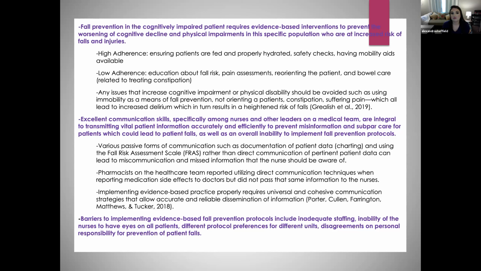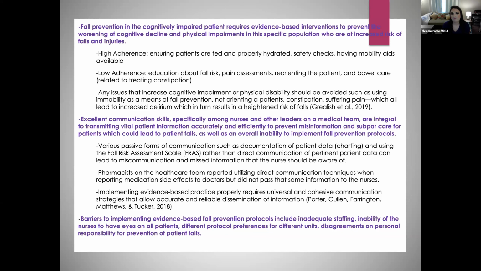And the thing with constipation is that it leads to delirium. So it's one of those factors that really needs to be paid attention to, as well as pain, which contributes to delirium. And obviously, if the patient is not oriented, they're going to have confusion, and that's going to be a problem. And anytime you have a patient who is cognitively impaired, they are at an increased risk of falls. Any issues that increase cognitive impairment or physical disability should be avoided, such as using immobility as a means of fall prevention and not orienting patients, constipation, suffering pain, which all lead to increased delirium.